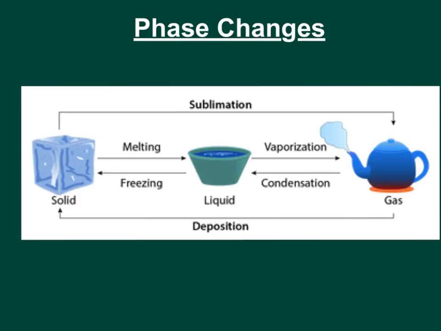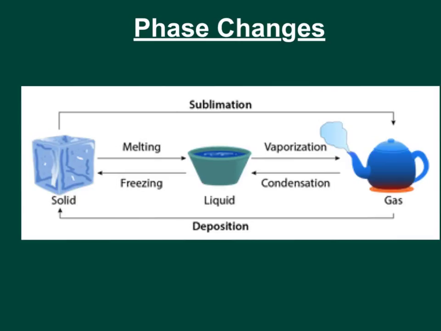We're also going to look at how states of matter change from one form to another. Looking at this diagram, we can see a summary of the various phase changes. If we're looking at solids, solids can change into liquids, and when solids change to liquids, we call that melting. Liquids can then also change into gases. When a liquid becomes a gas, it's called vaporization.